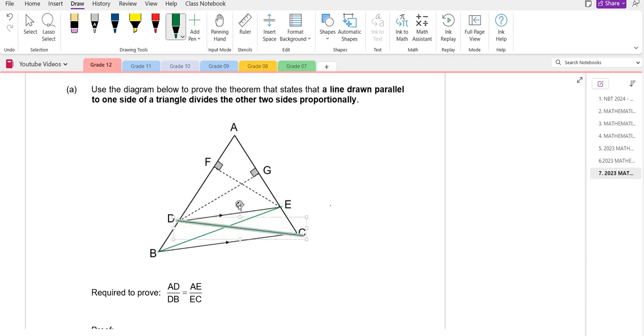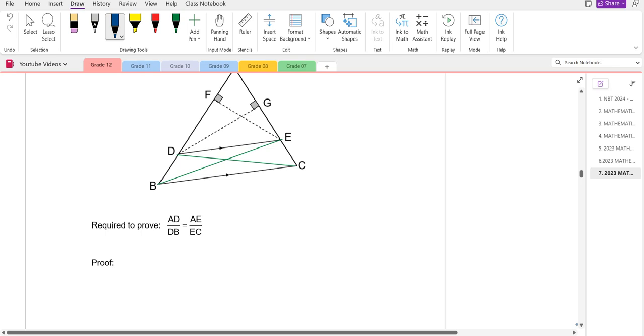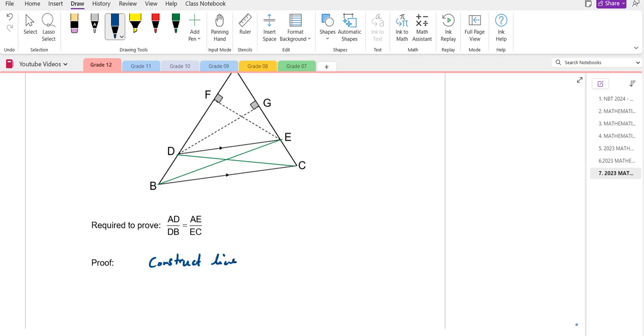So I've constructed the line DC, almost there. Right, so I've got my construction lines. So what we're going to say is first construct lines BE and DC.